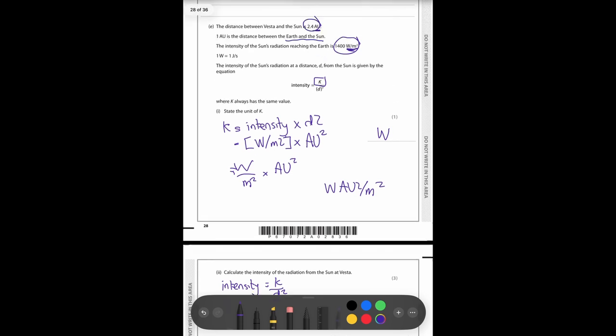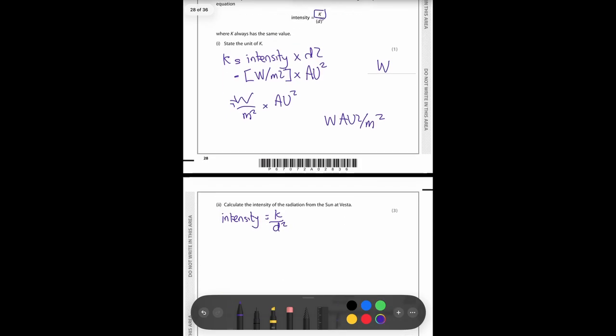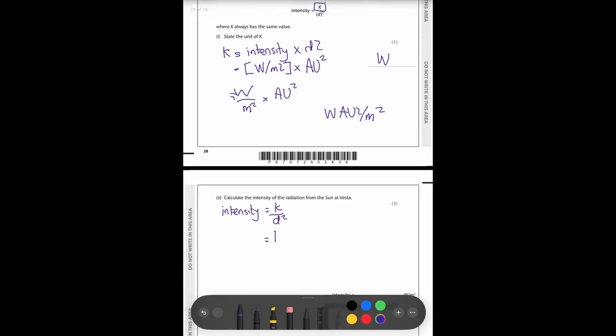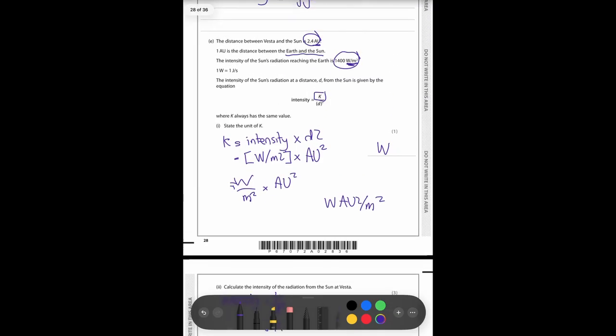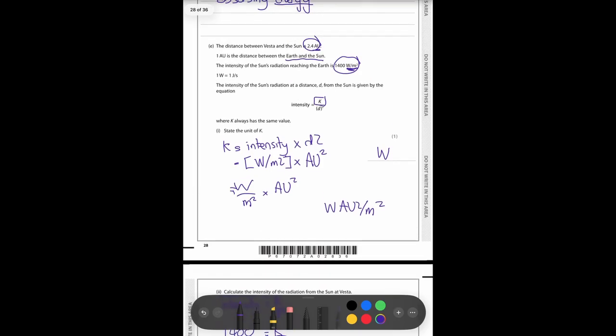Okay, so I've only got one piece of information that's about the intensity of the sun's radiation reaching the Earth. So that's obviously the one that I'm going to have to put in for intensity. I'm trying to work out K, so I'll put that first. The only intensity that I've got is 1,400, so I've got to write down 1,400. But because I've got two Ds over here, a 2.4 and a 1, I need to know which one actually matters.